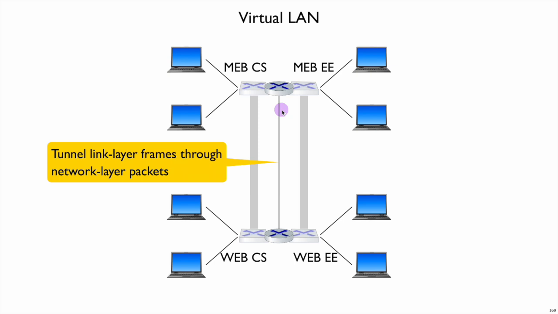Meanwhile, this router with tunneling can still have 2 different virtual LANs that it's serving because as it tunnels, as it encodes those frames in packets, it can keep track of which virtual LAN those frames inside the packets belong to.